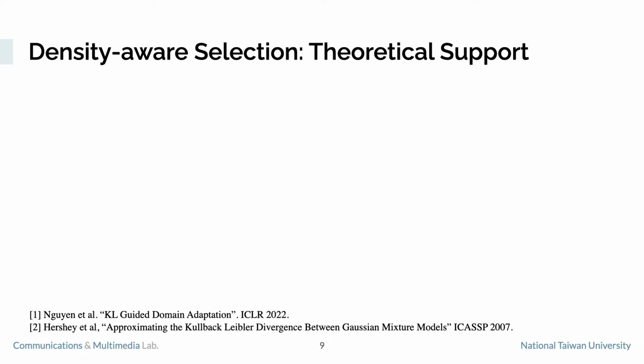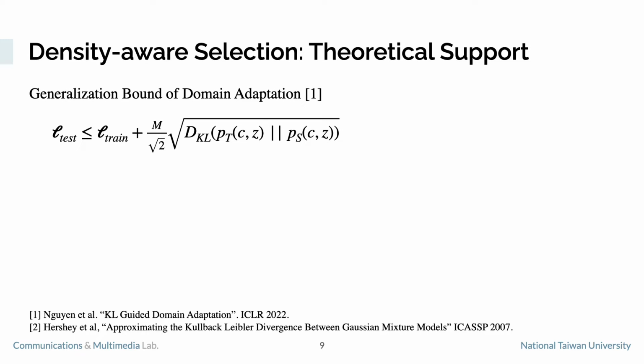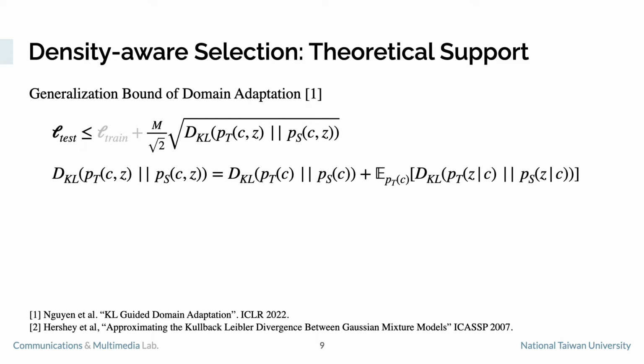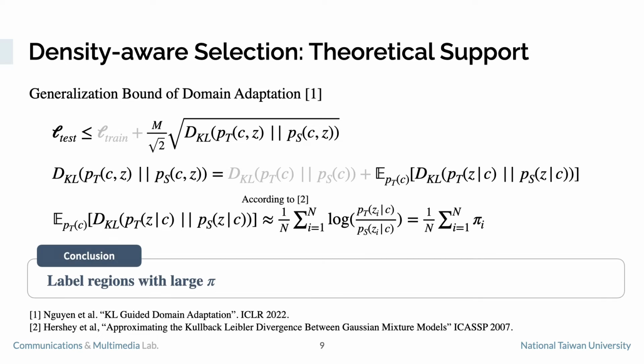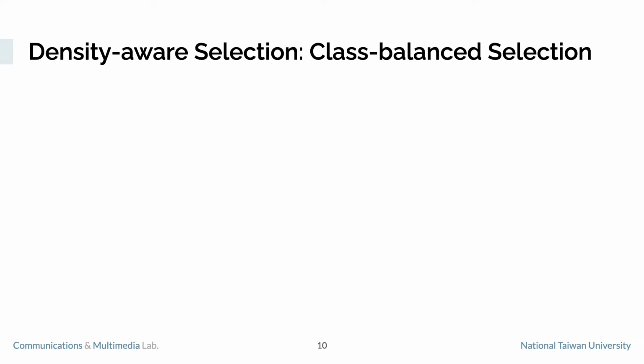We then explain our method from a theoretical aspect. The bound of domain adaptation includes the training loss and a domain adaptation term, which can then be reorganized. As the divergence of the two priors is similar, we only consider the latter term. Then, the chi-square divergence can be approximated by a Monte Carlo process, and turns out to be highly correlated to our pi matrix. So, by labeling regions with large pi value, domain shift can be reduced, and thus the bound is made tighter.